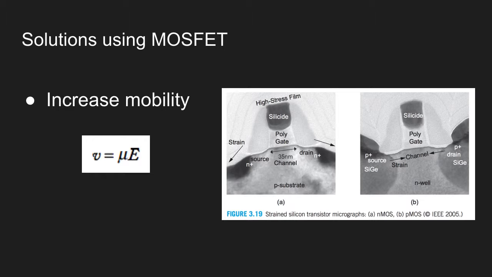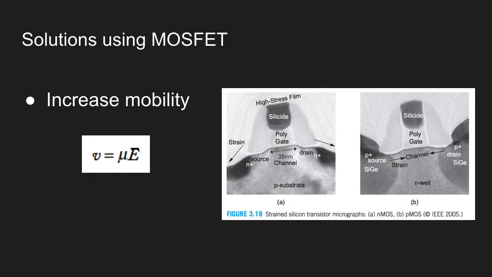Another consequence of scaling transistors down is that the fields in the channel and the dopant impurity levels increase, which reduces the carrier mobility. To increase carrier mobility, we can introduce mechanical strain in the channel, either to increase the mobility of electrons, holes, or both of them.